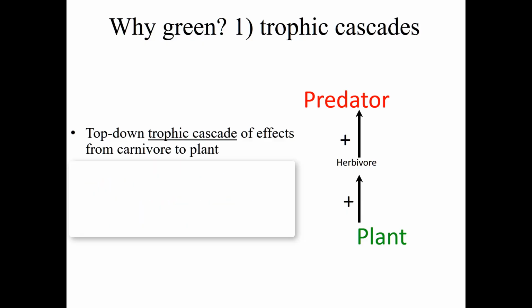So why is the world green? The first explanation is because of trophic cascades. A trophic cascade is when the enemy of your enemy is actually your friend. So for example, we have this plant which is being consumed by an herbivore, but the predator also eats the herbivore. So if the herbivore is consumed by the predator, then the predator actually is beneficial to the plant. The enemy of my enemy is my friend.